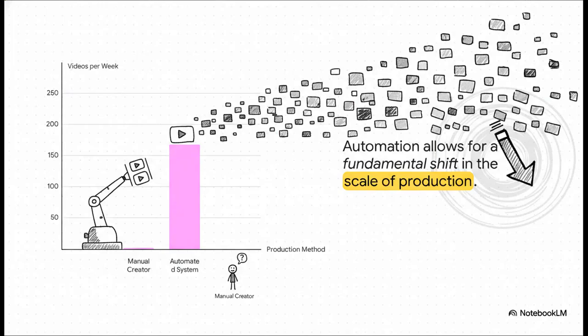And if you need a visual, just look at this chart. The difference in output is absolutely mind-blowing. While a really dedicated creator might put out 1 or 2 videos a week, this system can pump out over 24 videos per day. The sheer volume is just in a totally different league.